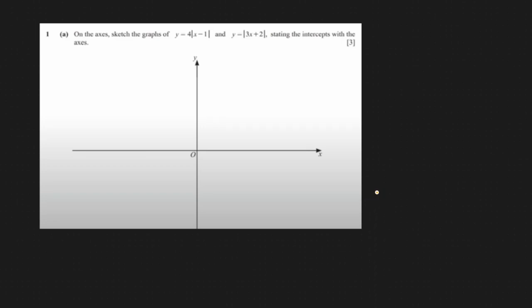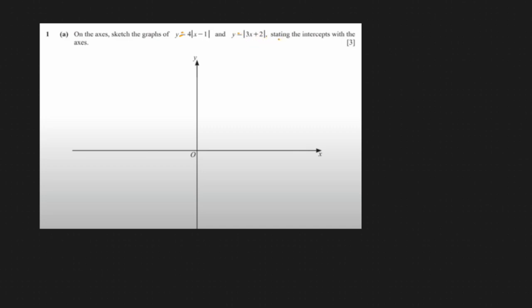Let's get started with question number 1. On the axis below, sketch the graph of y equal to |4x minus 1| and y equal to |3x minus 2|.